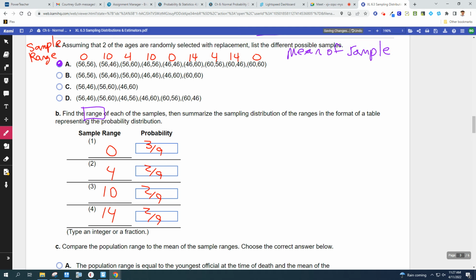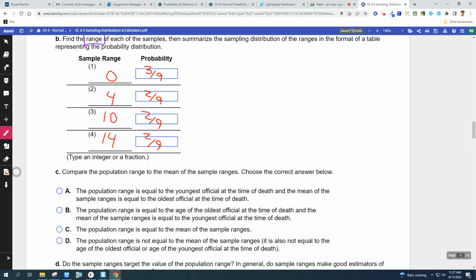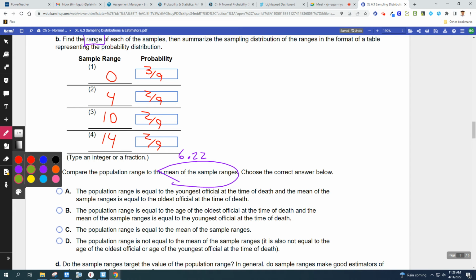So we add those numbers up. I feel like I shouldn't need to write all this out, but I want to be clear. Add them all, divide by 9, and I get about 6.22. About 6.22. And then, so the mean of the sample ranges was 6.22.